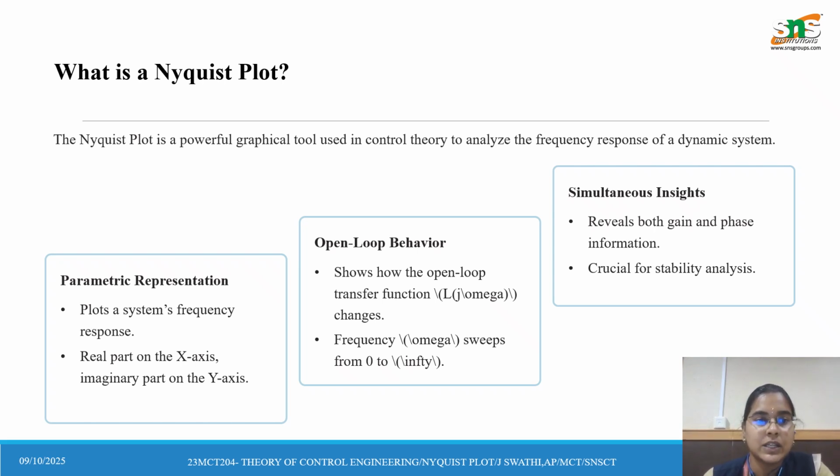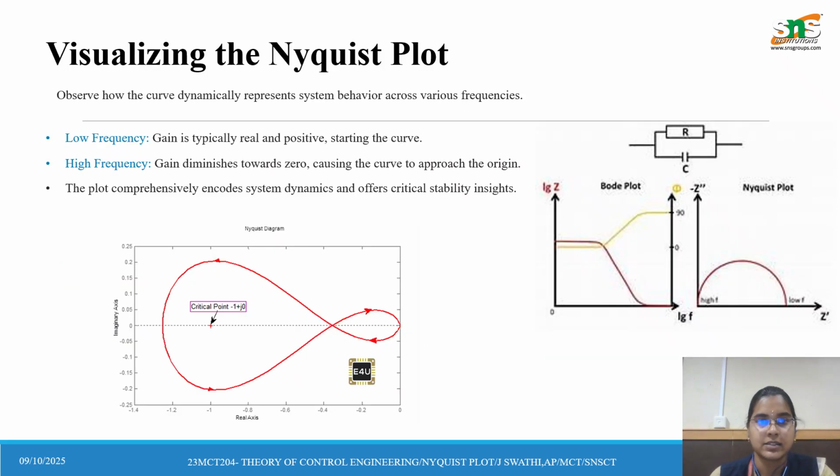And next one is frequency response. Here the frequency omega is an implicit variable sweeping from minus infinity to plus infinity, which allows for a more complete representation of the system behavior. And coming to the simultaneous insights, it reveals both the gain and the phase information, and it is crucial for the stability analysis.